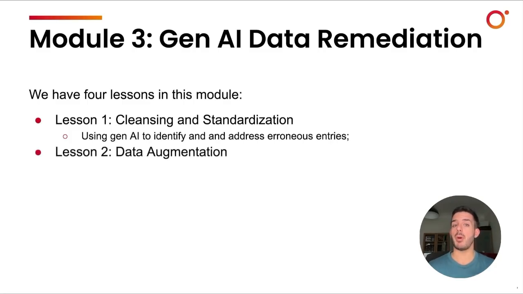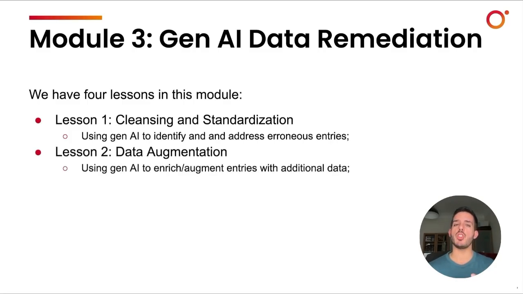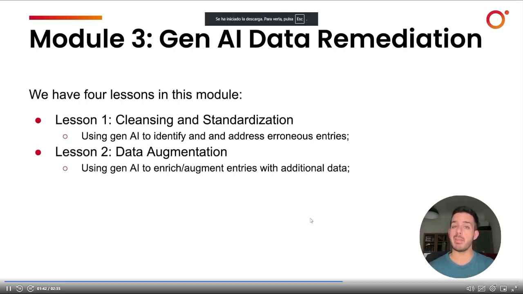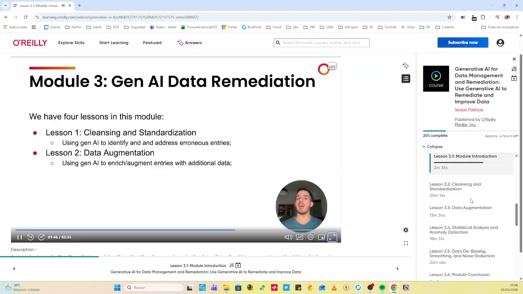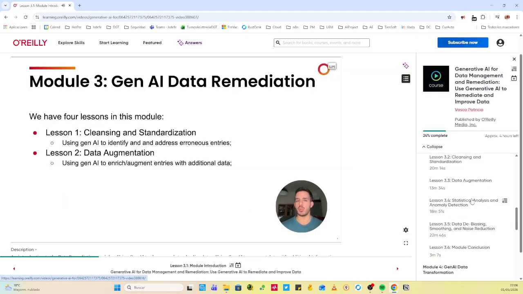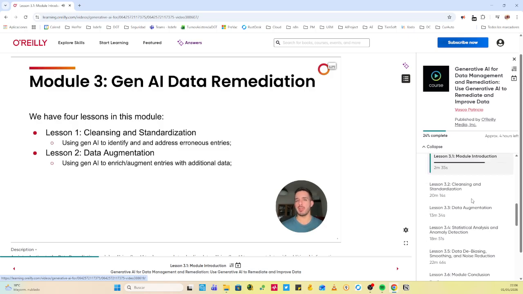Then, lesson number 2 about data augmentation. That is, how to use GenAI to enrich or augment entries with additional data, which can then be leveraged for data science or other uses. Basically, data may already have high quality, but we want to add additional information, which can be useful later.